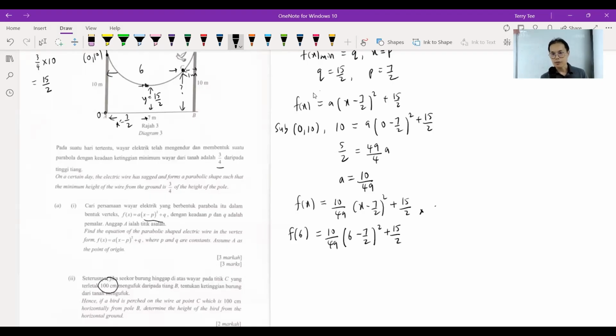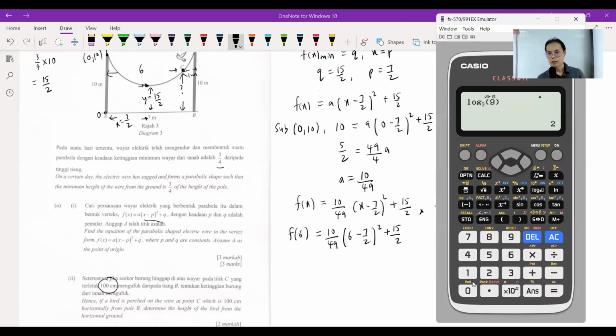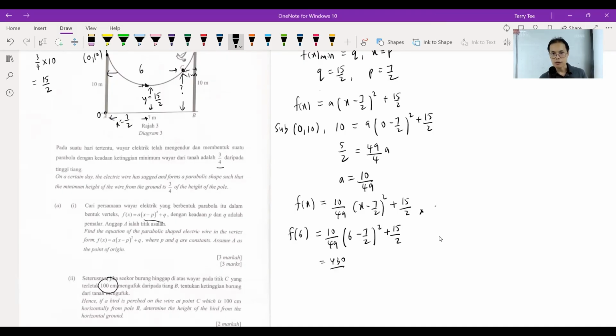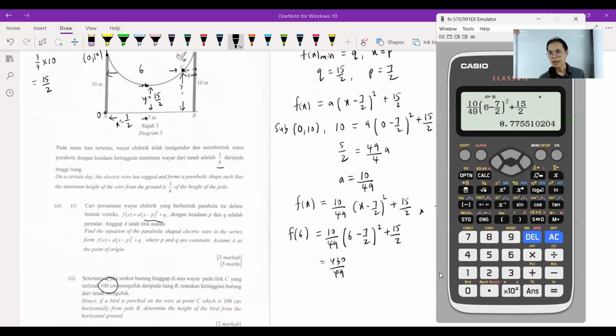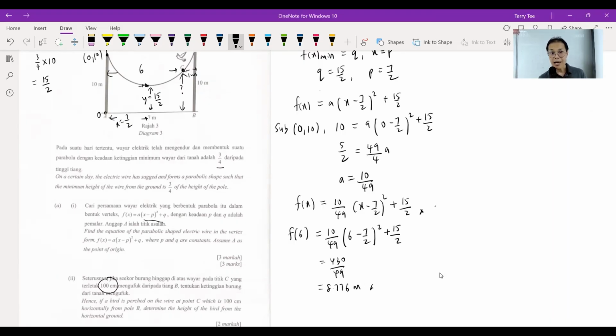Okay, now use your calculator. Okay, very ugly number though. 10/49, open bracket, 6 minus 7/2, close bracket, square, plus 15/2. Okay, this answer is 430/49. You can change it to decimal because the number is a bit not nice, right? 8.776. This is the height measured from the horizontal ground.